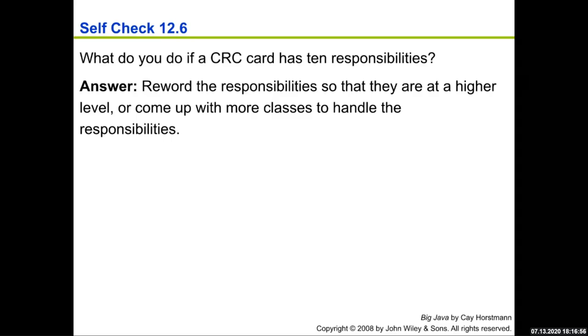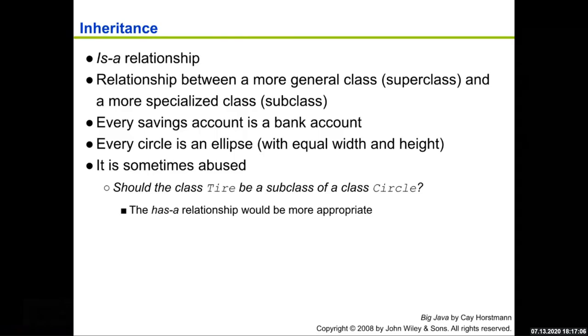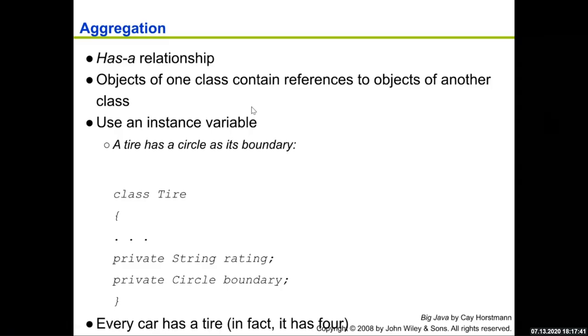All right, relationships between classes: inheritance, aggregation, dependency. Inheritance is an is-a relationship, okay? So every savings account is a bank account. Every circle is an ellipse. Sometimes it's abused. Should the class Tire be a subclass of class Circle? Well, that doesn't really make sense. I mean, it's kind of a circle, but a has-a relationship would be more appropriate there. Okay, so has-a refers to aggregation, where objects of one class contain references to objects of another class.